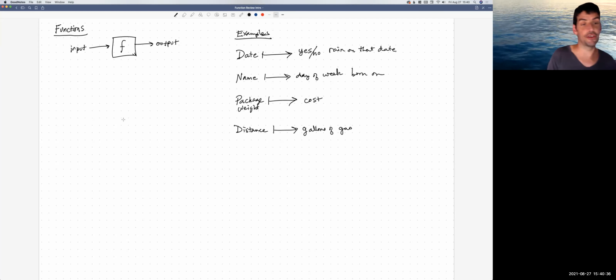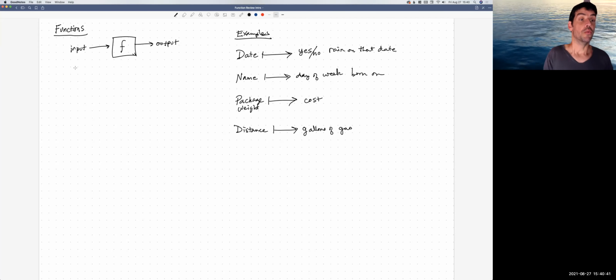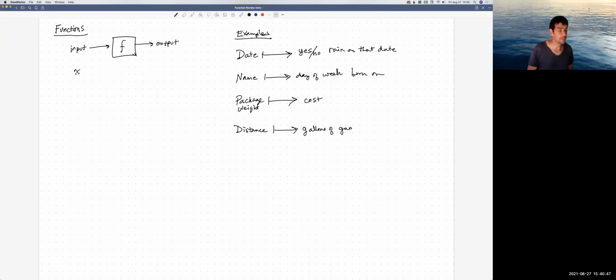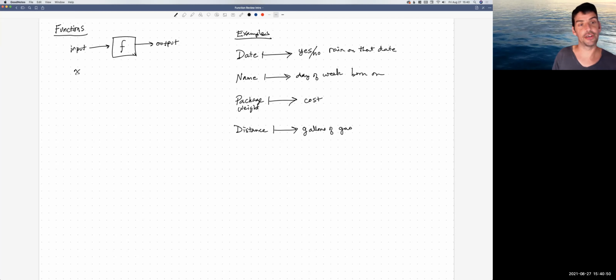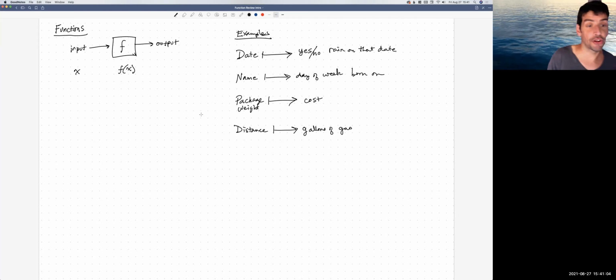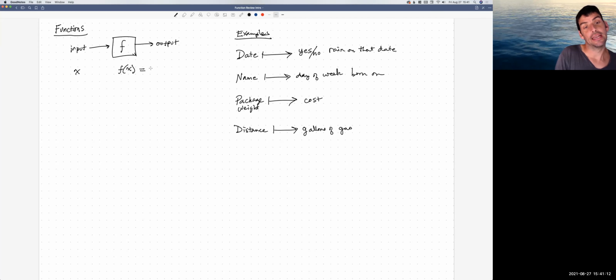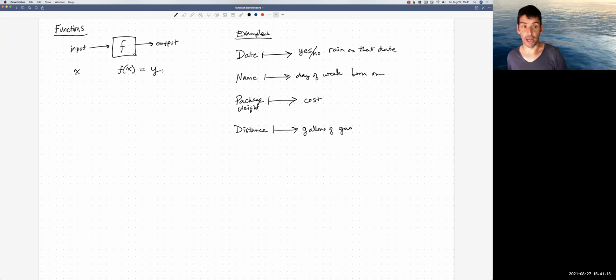And here's a very typical notation. Well, let's put a couple notations in here. We'll often name our inputs. So X is a common name to give to the input. You can name it anything you want, but X is a very common one. F is a common name of a function, and we represent the function doing what it does to the input like this, right? So F is our function, and we put X into it, right? We put that input in, and often we'll name the output Y.